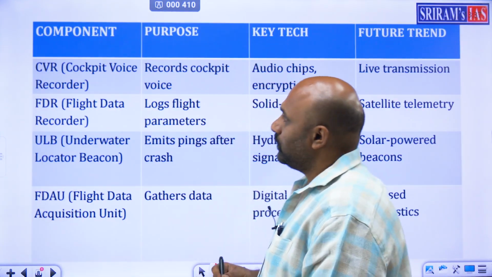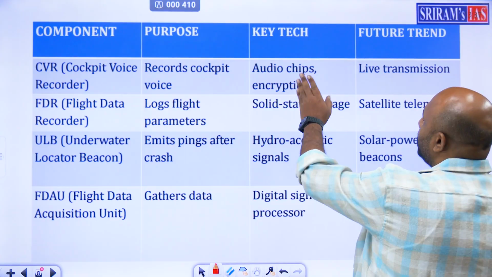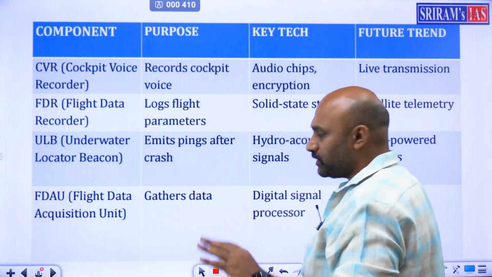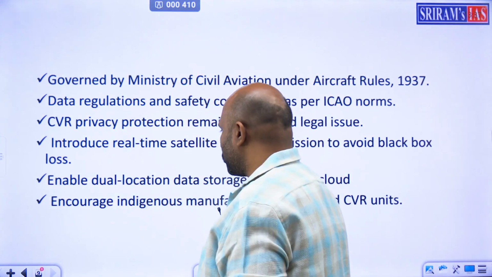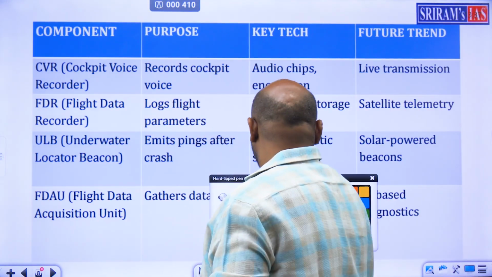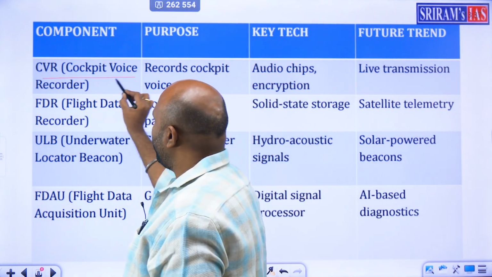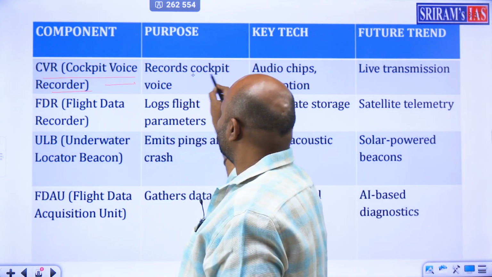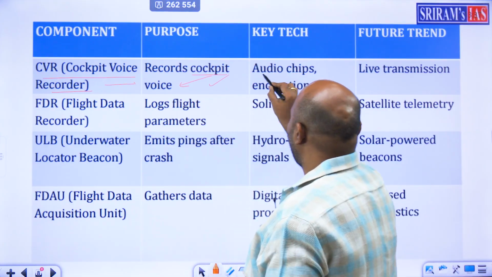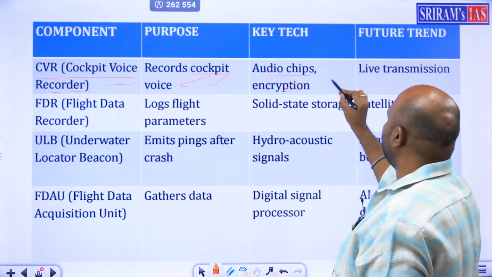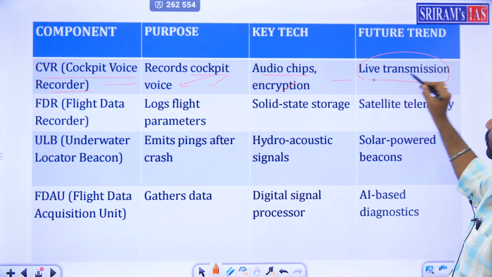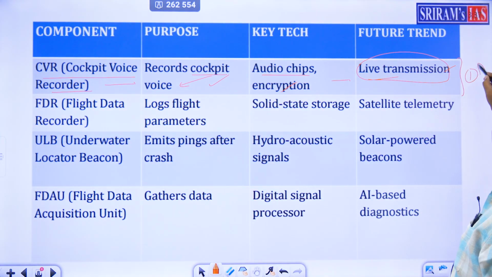And finally, let's look once at the components, their purpose, the key technology and the future trend. So a quick glance at this particular thing. If you observe, CVR, Cockpit Voice Recorder, records cockpit voice. Example, audio chips and encryption. In future, live transmission can also be done. This is one major point you can mention.